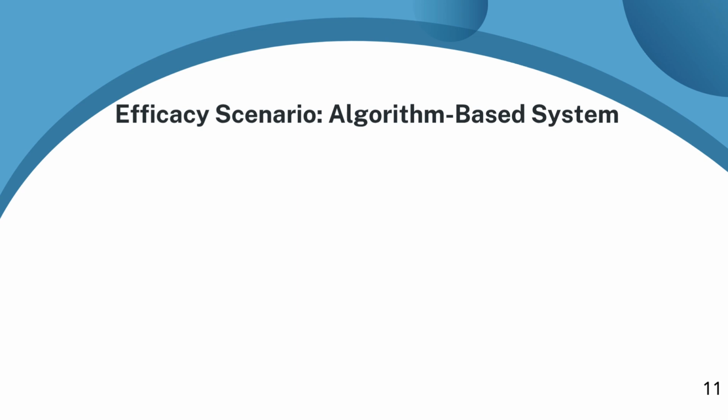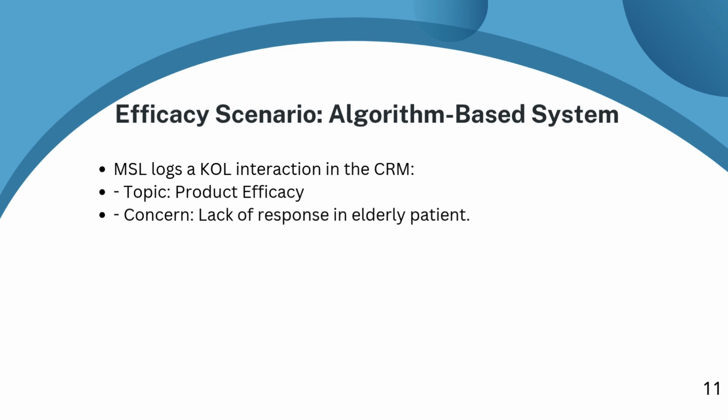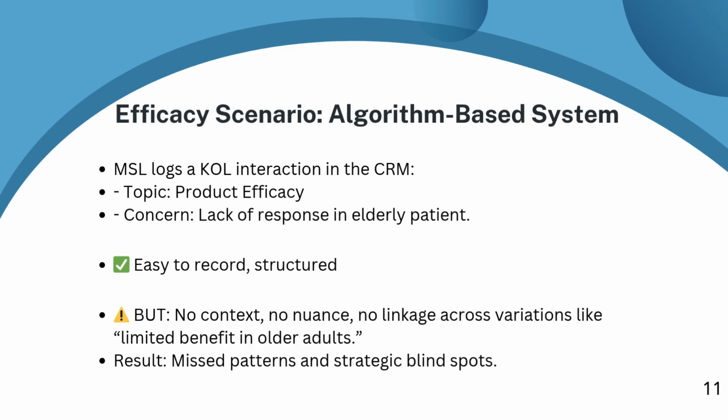So, let's start with efficacy. Imagine this. Your MSL just came back from a meeting with a rheumatologist and logs the interaction in your CRM. They select from a drop-down menu. Topic: product efficacy. Concern: lack of response in elderly patients. That's it. Two clicks and it's recorded. Sounds clean, right? Yes. But here's the issue.